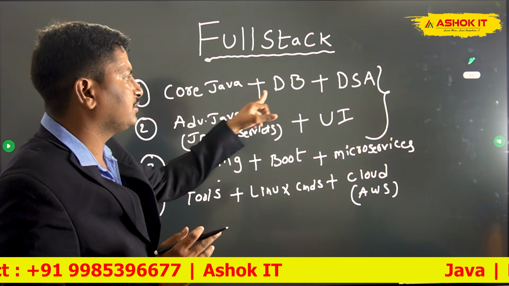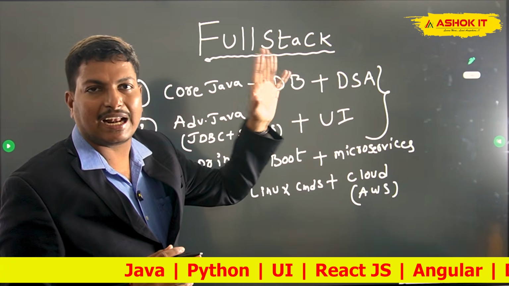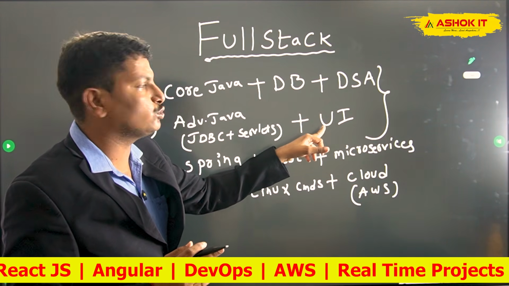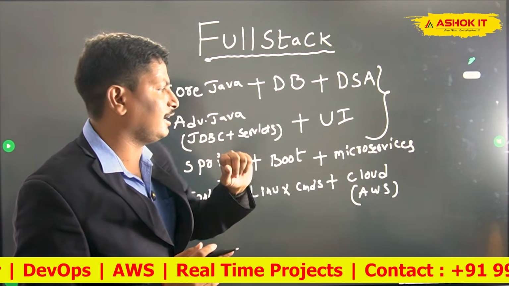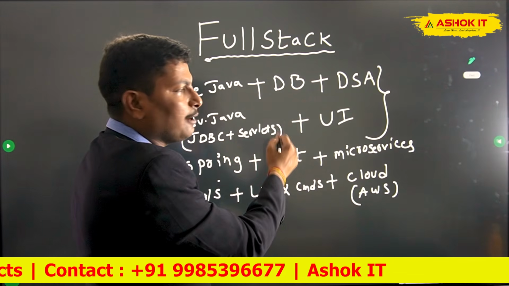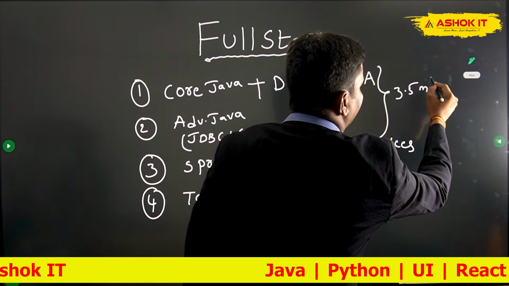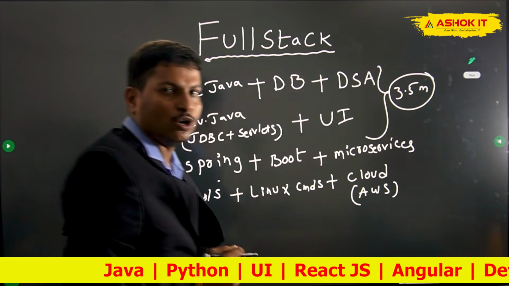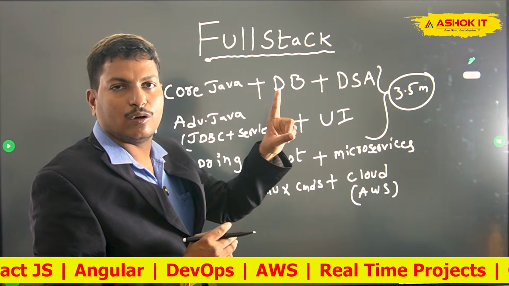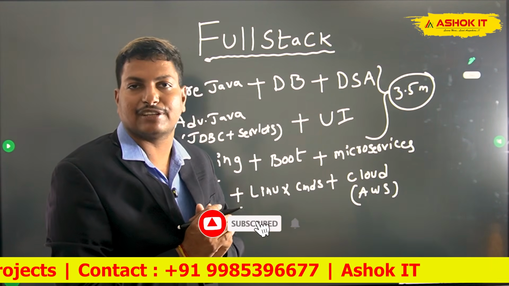First core Java, then database, then DSA. These things you can learn parallelly. The next one, advanced Java and web development user interface, you can learn parallelly. As I told you, in order to learn the first and second part, it is going to take approximately 3.5 months. Core Java will take 2.5 months, database will take 1 month, and DSA will take another 45 days for you.